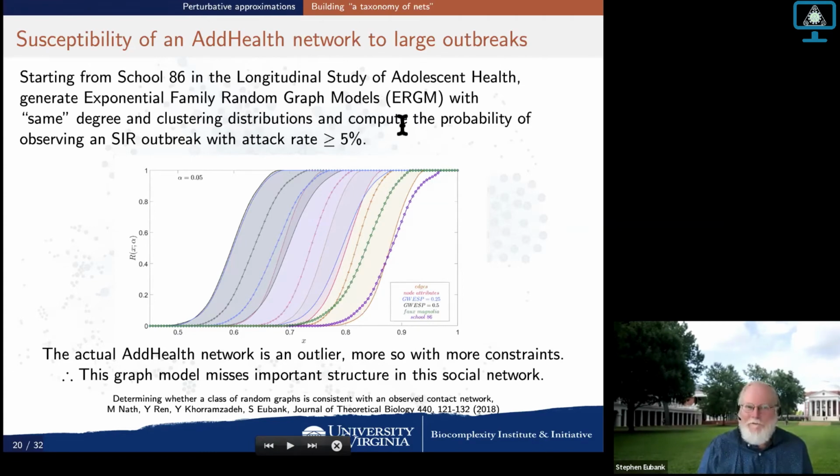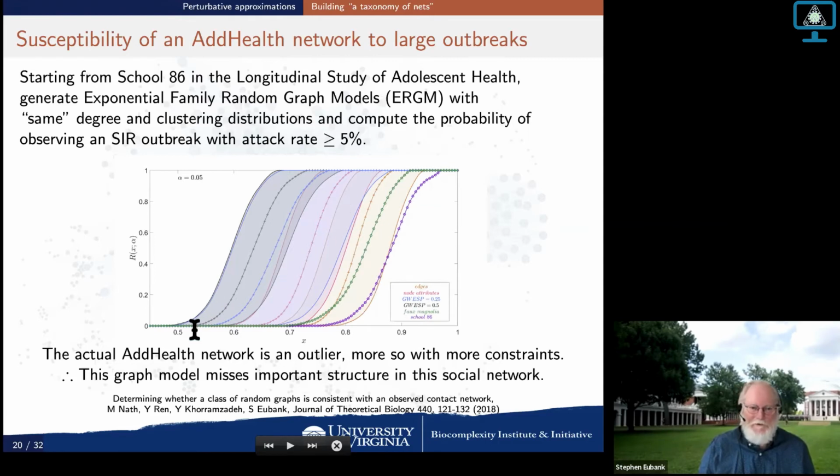I'm going to take all those random graphs and compute the probability of observing an SIR outbreak that affects more than 5% of the students in that network, using the reliability tools I've shown you. Okay, so the different colors here are distributions that I get from networks constructed by constraining different features of the random graph models. I think this one is just constraining the degree distribution. This is constraining some combination of degree and clustering, etc.